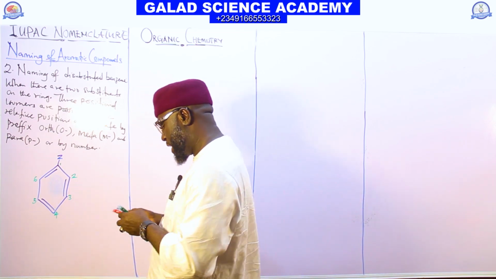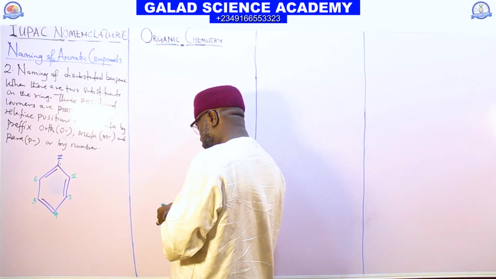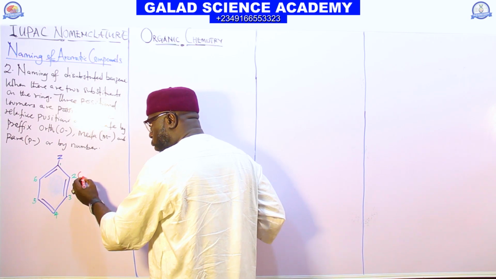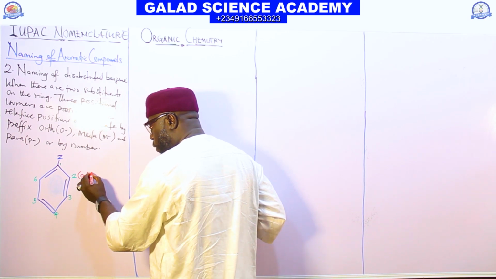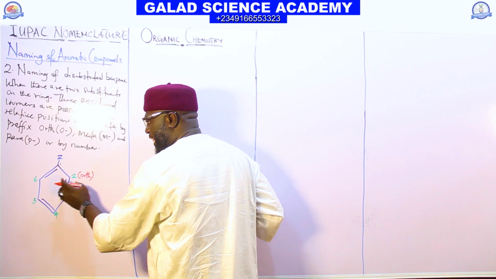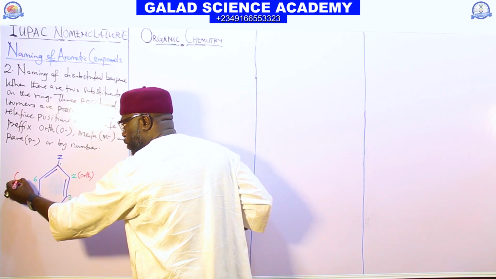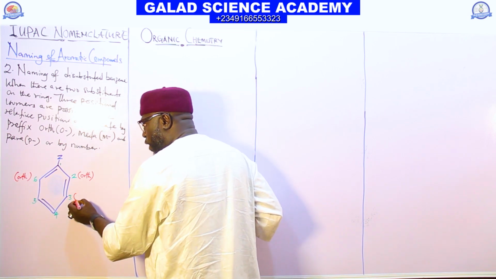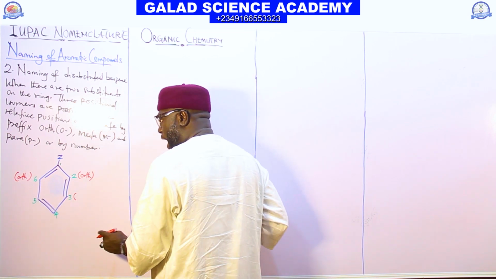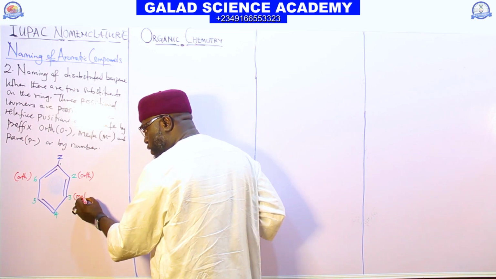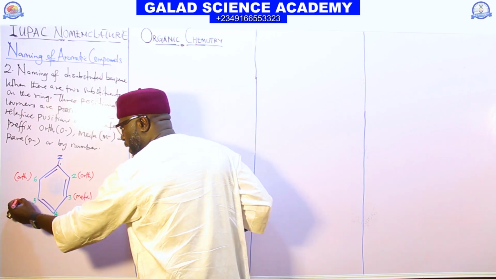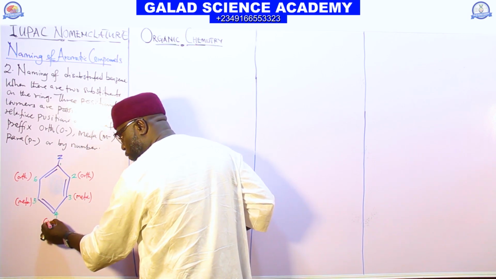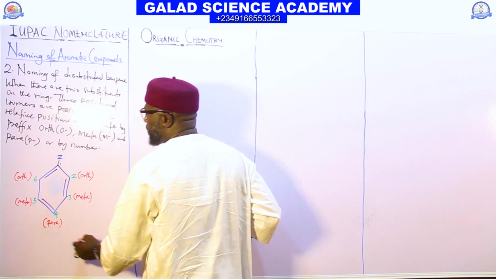the second carbon here, the thing that is attached to it, we call it ortho. If it is attached to this 6 here too, we also call it ortho. But if it is 4, 3 and 5, we call it meta. And if it is 4, we call it para.